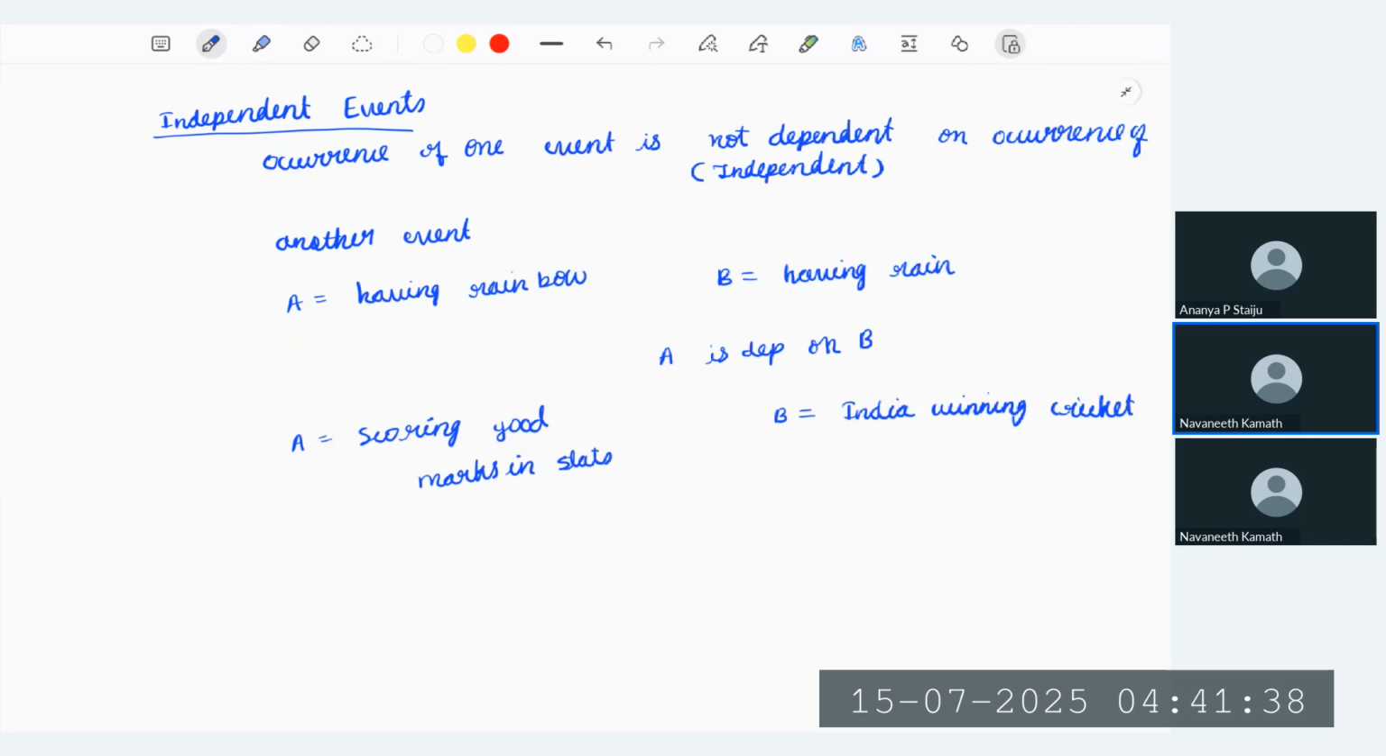Independent events: the occurrence of one event is not dependent on the occurrence of the second event. That's what I am saying. But it might not be mutually exclusive. There might be common things in between.